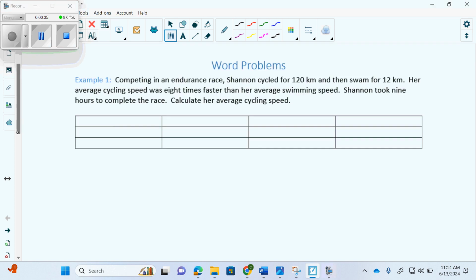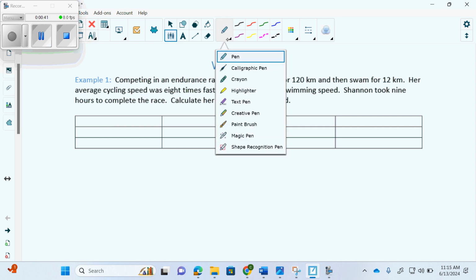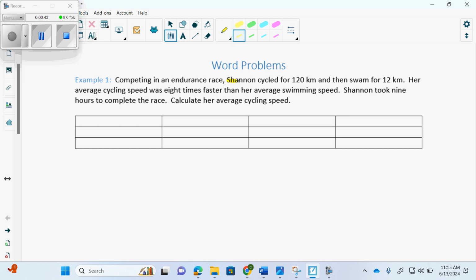So here it says, competing in an endurance race, Shannon cycled for 120 kilometers. So we're going to underline that. I'm going to get the highlight. Shannon cycled for 120 kilometers and then swam for 12. So those are distances, right? How do we know those are distances? Because there were kilometers behind them, right? Kilometers is a unit of distance. Also, you guys remember your units and your rounding.